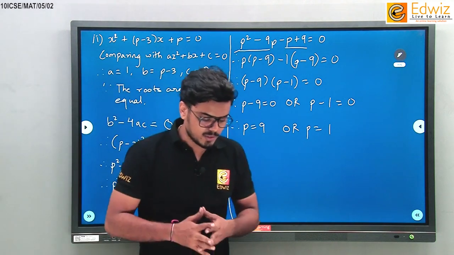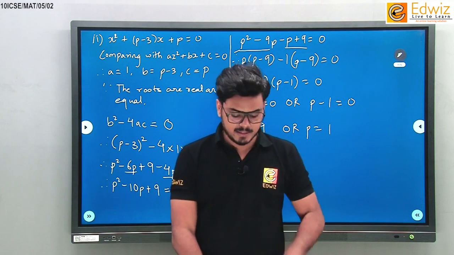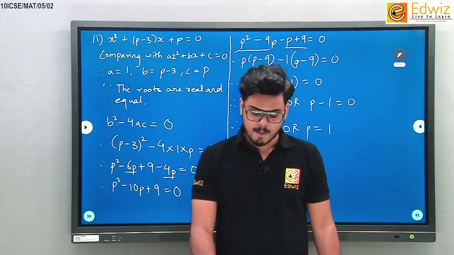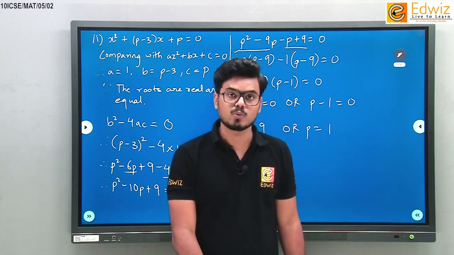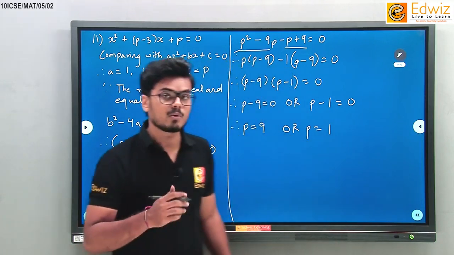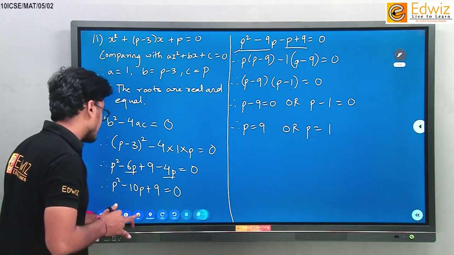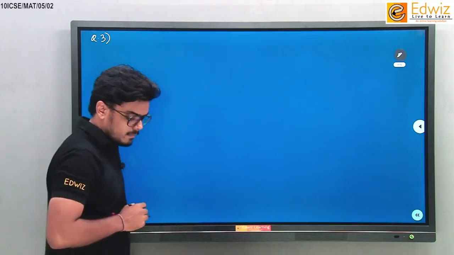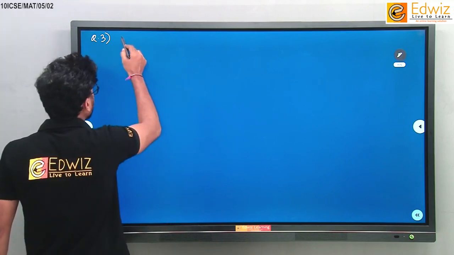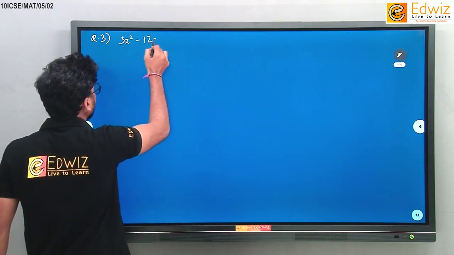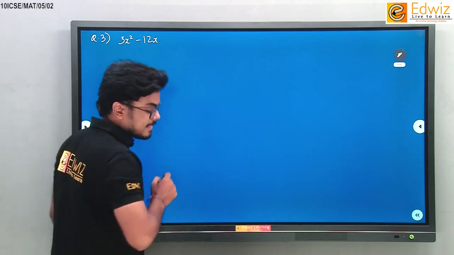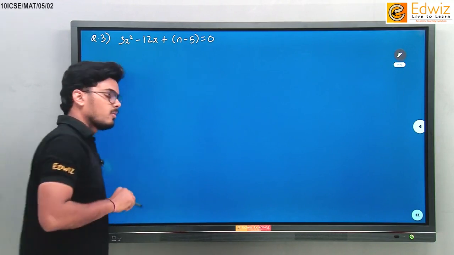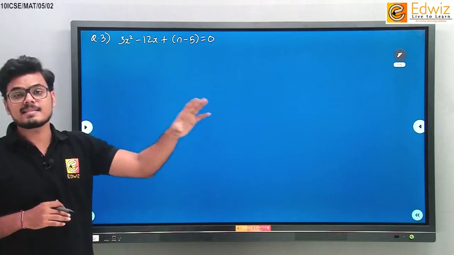Okay, let us continue, students. Next is question number 3. The equation 3x square minus 12x plus n minus 5 equal to 0 has equal roots. So there is one more equation that we have. Question number 3. 3x square minus 12x plus n minus 5 equal to 0. Okay. And this equation also has equal roots.